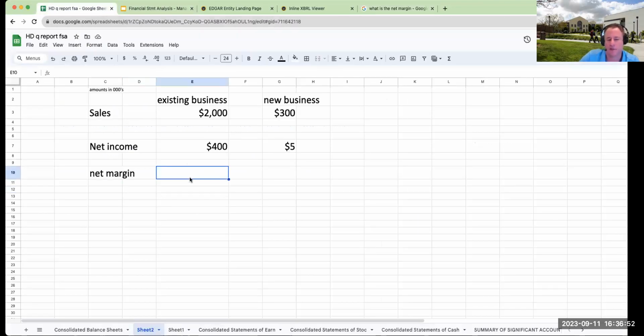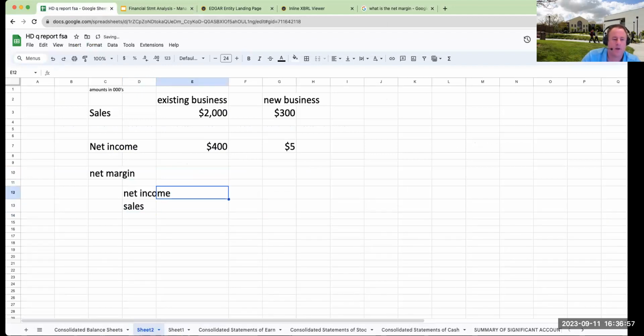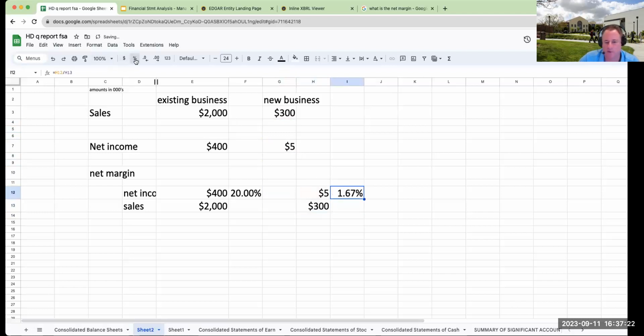Okay, so over here, I've got net income divided by my sales. And over here, my net income is going to be 400 and my sales for my existing business are going to be 2,000. So this is going to be roughly 20%. So I have a 20% margin on my existing business. If I were to accept the new business, it would incrementally give me another 1.6%.